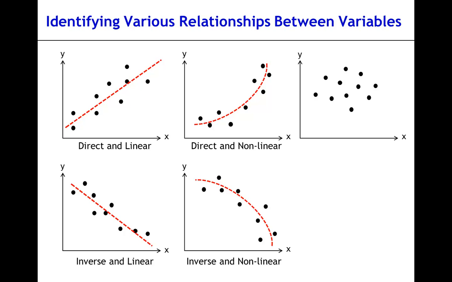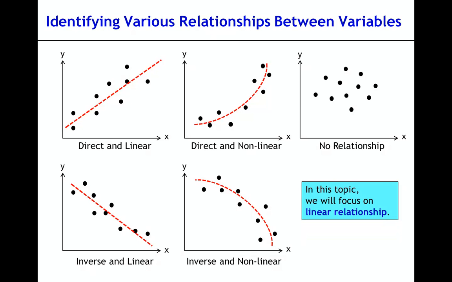In the third diagram at the top, we cannot draw any imaginary line or curve through the points, as they are quite randomly scattered. Hence, there's no relationship. For the remainder of this chapter, we will focus our attention on only linear relationship.